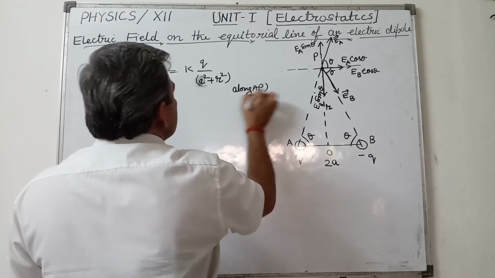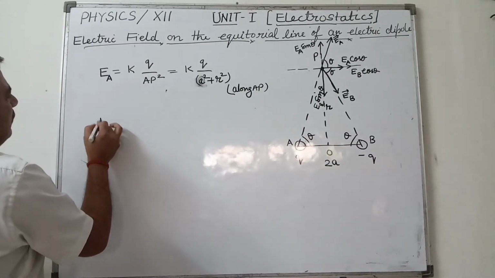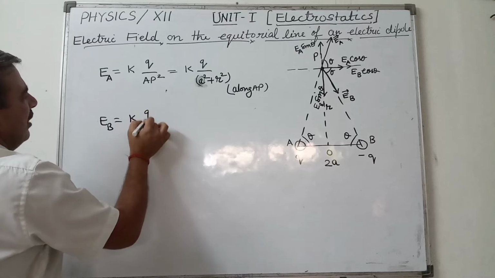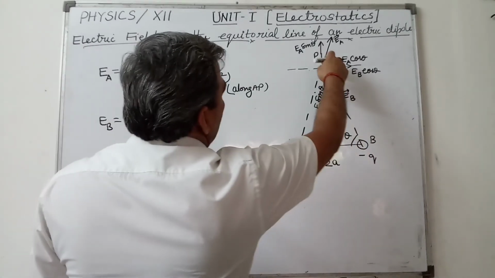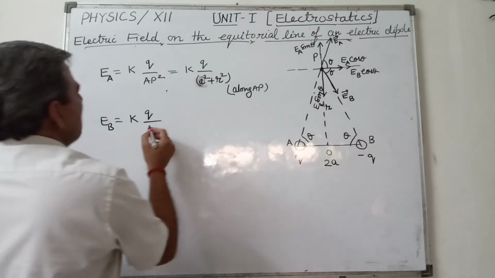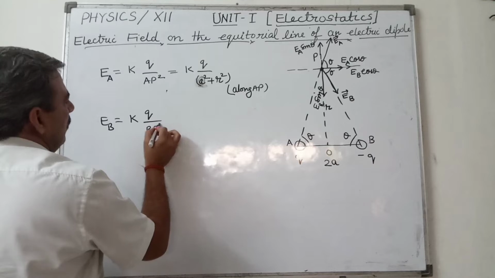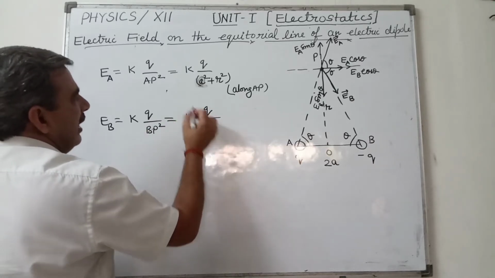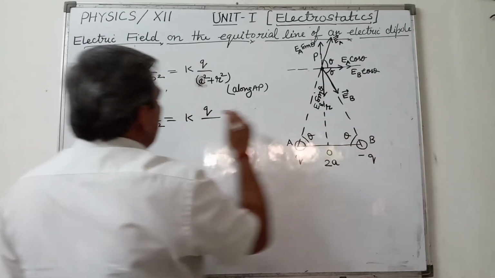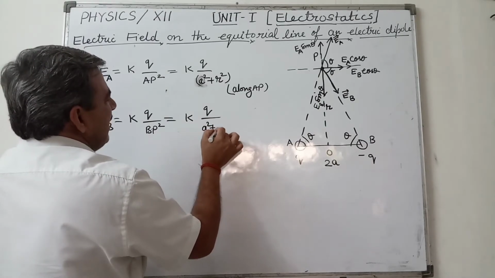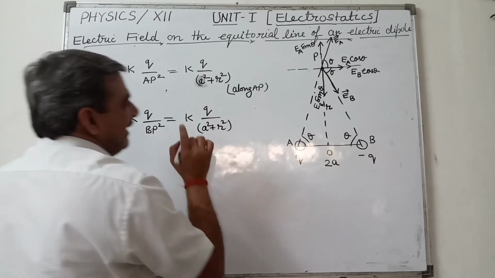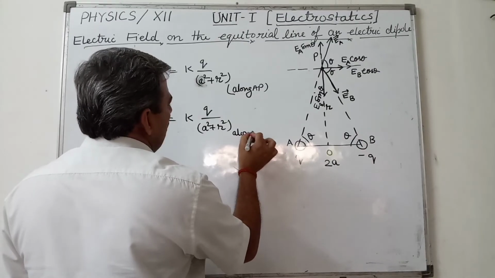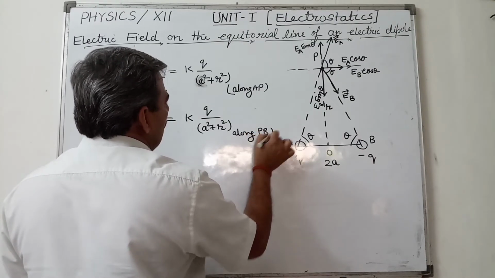In the same manner, EB is equal to KQ over BP squared, or this will further be equal to KQ over, again the same term, a square plus r square, but the direction is now along PB. So along PB. This is first and this is the second.